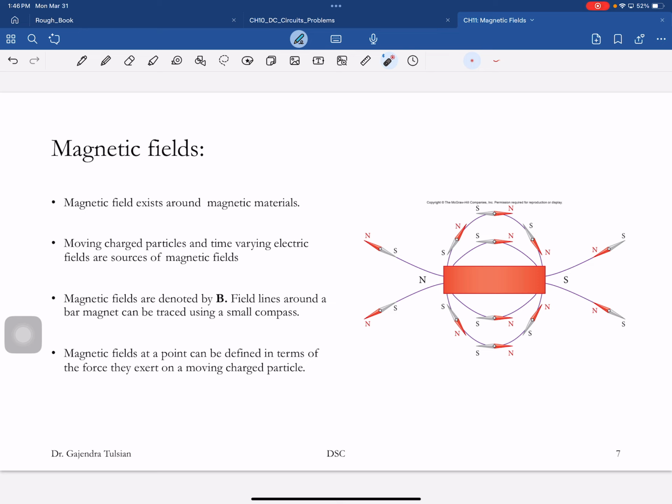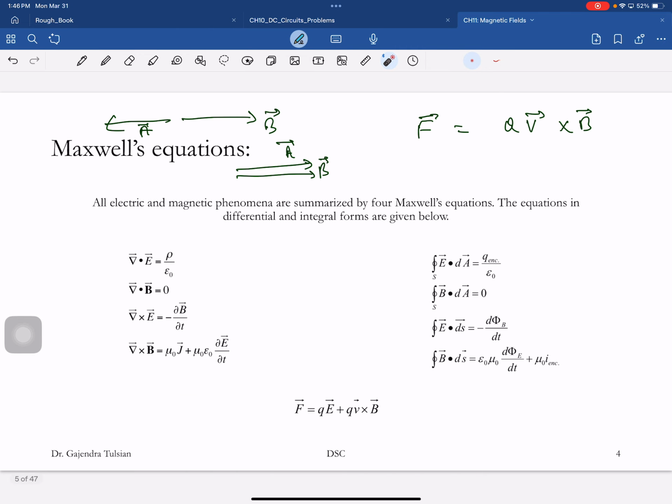So magnetic fields exist around magnetic materials. Moving charged particles, something we'll study in the next couple of chapters. Moving charged particles and time varying electric fields are sources of magnetic fields. So what this line is saying is this equation: moving charged particles is current density, and time varying electric fields produce magnetic fields. This is the cause, this is the effect.